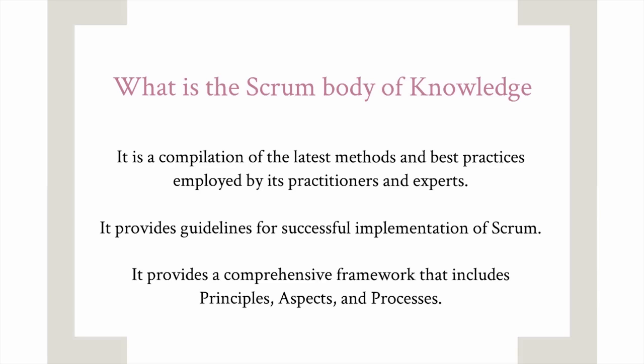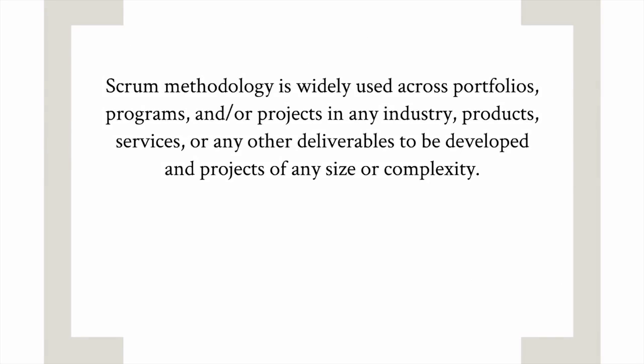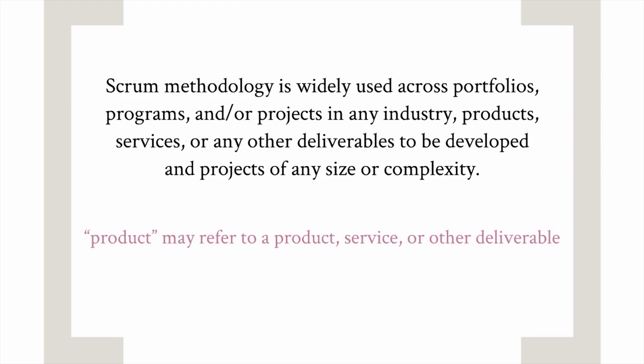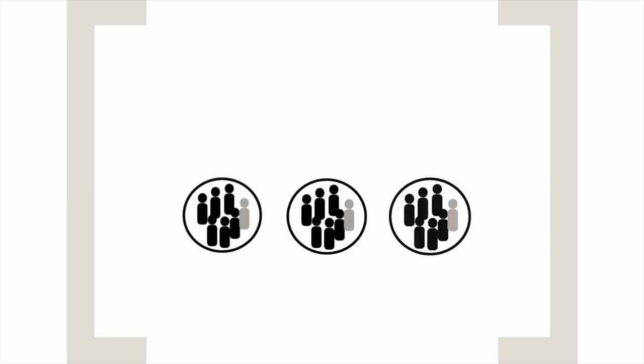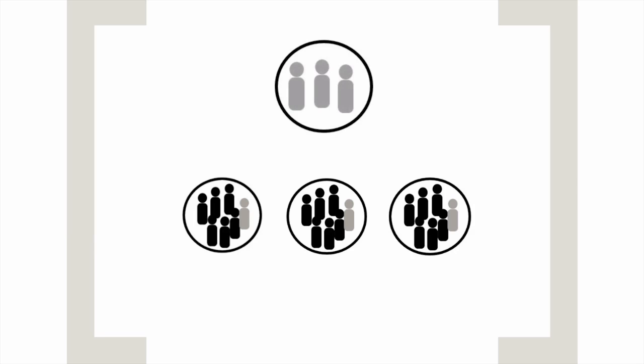Now that we know what Scrum and A Guide to the SBOK are, let us see the applicability of Scrum as defined in A Guide to the SBOK. The Scrum framework is widely used across portfolios, programs, and/or projects in any industry, for products, services, or any other deliverables to be developed, and projects of any size or complexity. According to the Scrum Body of Knowledge, the term product may refer to a product, service, or other deliverable. The practicality of Scrum as a framework is that it can be applied effectively to any project in any industry, whether they are small projects with 6-person teams or large, complex projects with up to several hundred team members.